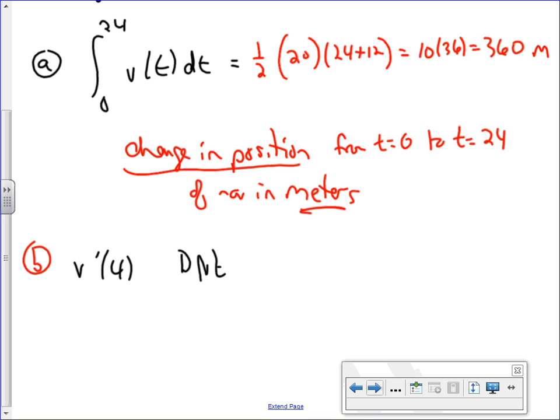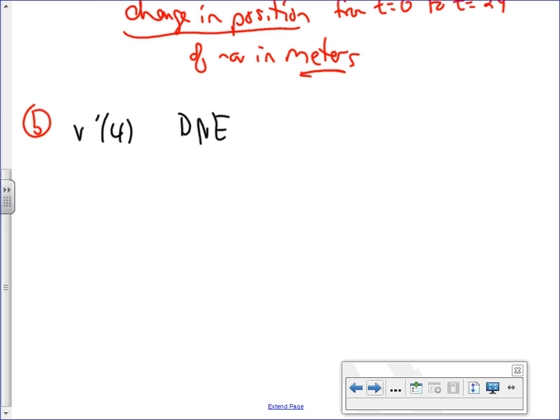Now, you're going to get a point for saying it does not exist, but you need to tell them why. Okay? And you said it's changing. I'm going to give it to you in calculus notation. V prime of t as t approaches 4 from the left does not equal v prime of t as t approaches 4 from the right. Y'all remember us using this v prime limit mixture? So we don't have to write the word limit.